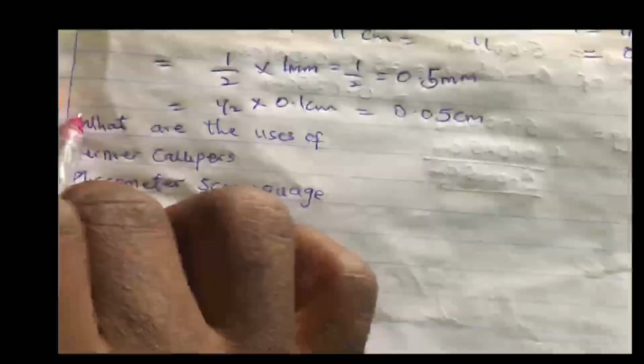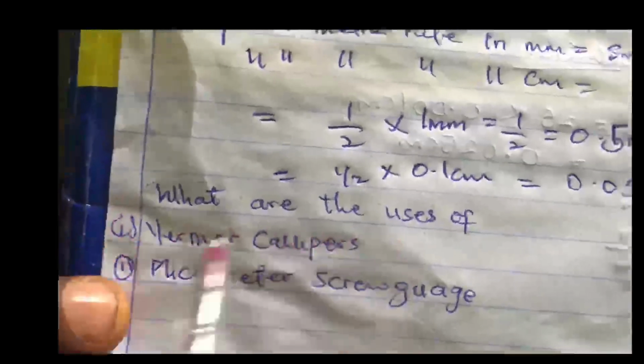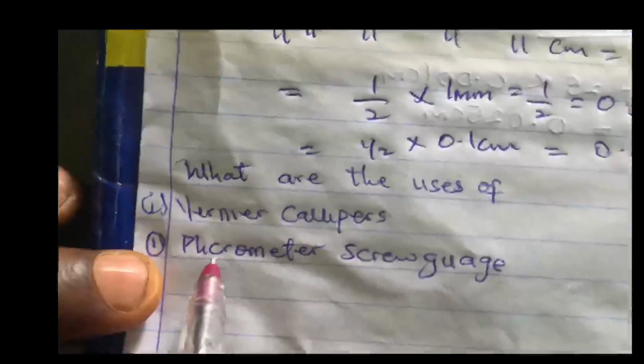So as an assignment, what are the uses of vernier calipers and micrometer screw gauge?